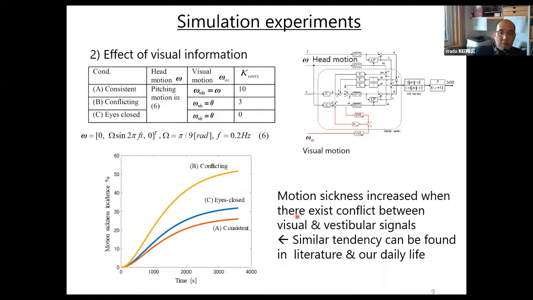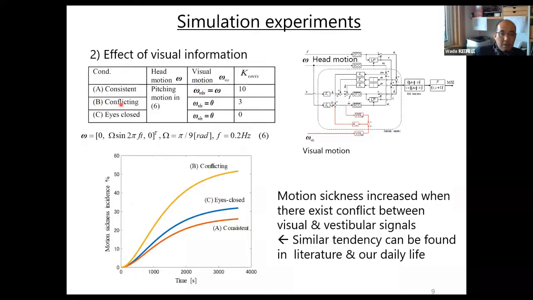As a second simulation, the effect of the visual information on motion sickness was investigated. The head motion was given in pitching rotation, as shown in this equation. And we have 3 conditions as shown in this table. In A, consistent condition, the visual information was identical to the head motion.